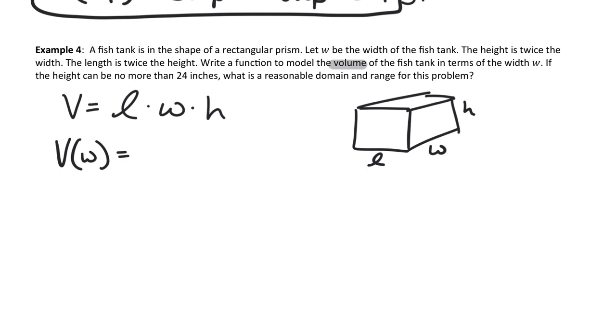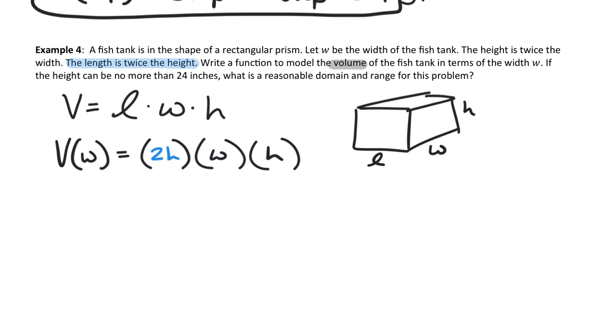Okay. I need something for the length here. What's the relationship between the length and one of the other variables we have here? Length is twice the height. So instead of L, I could write down 2H. Yes? And I'm just going to do one piece at a time here so we can see what's happening. Now I have two pieces that are in terms of height and one piece that is in terms of width, which is what I want.